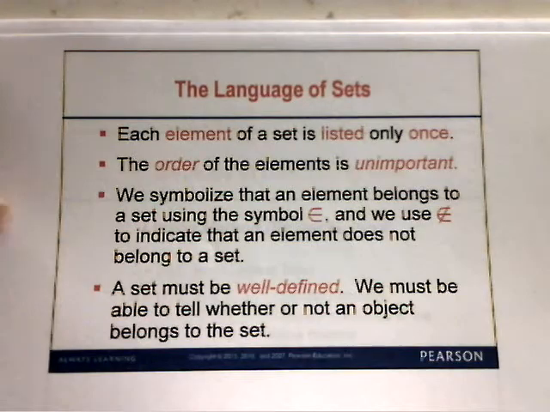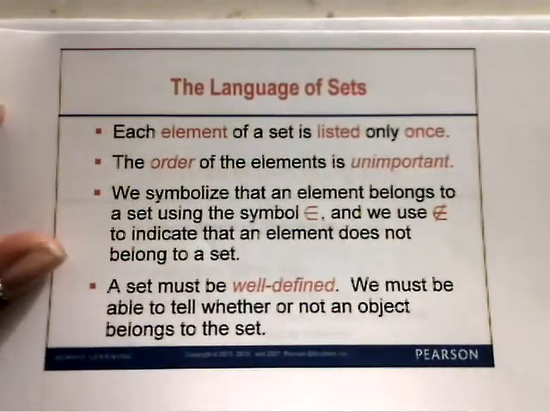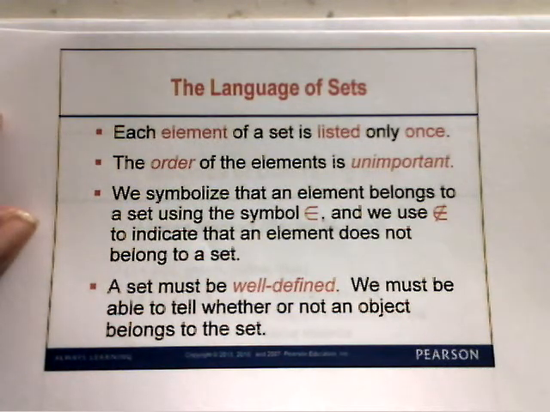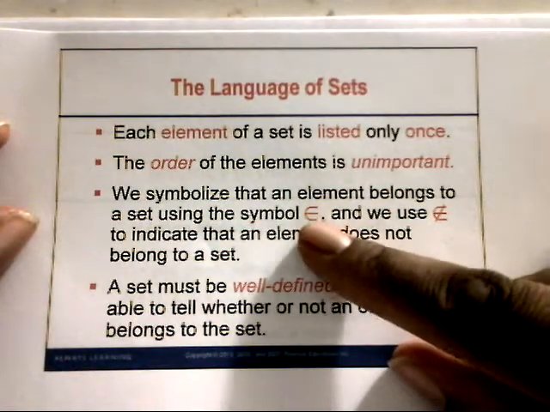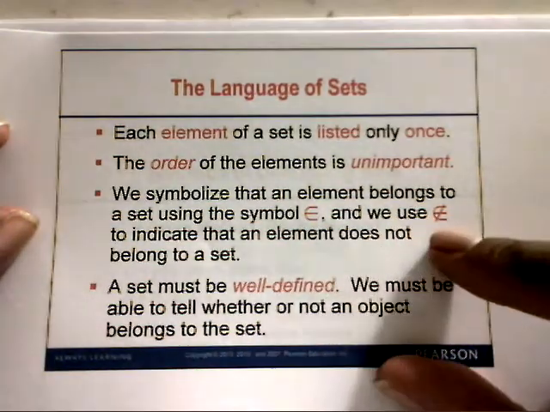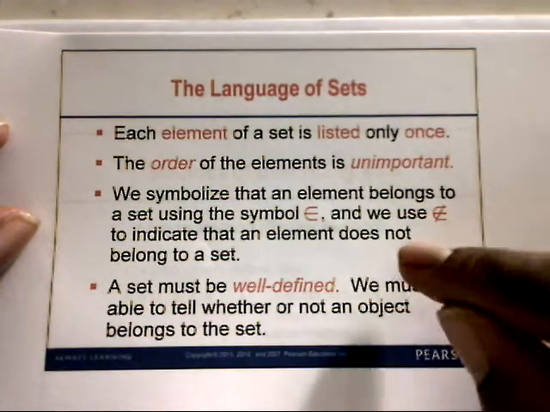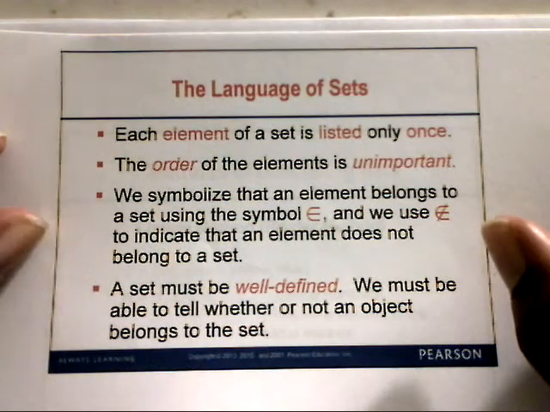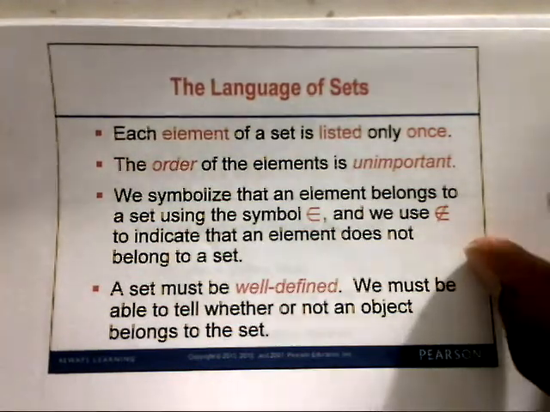Each element of that set is listed only once. The order of the elements is unimportant. And we symbolize that an element belongs to a set using the symbol, and that's the symbol right here, meaning that an element belongs to that set, and the symbol with a slash through it means that the element does not belong to that set. And a set must be well defined, meaning we must be able to tell whether or not an object belongs to that set.